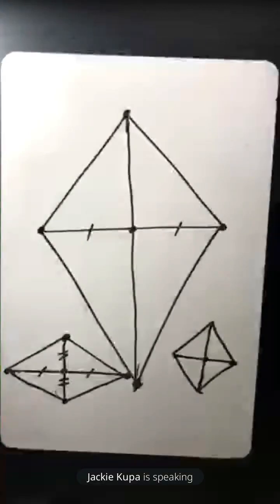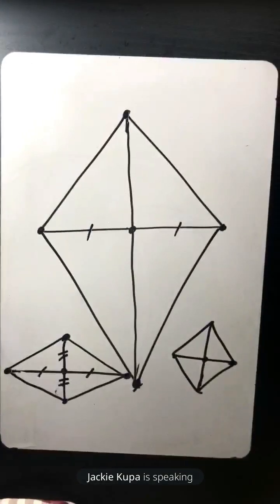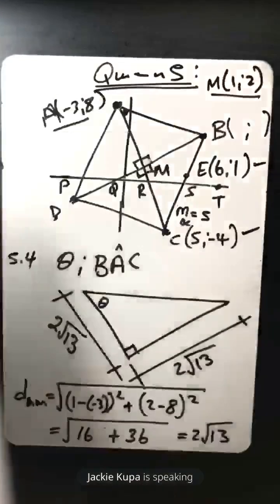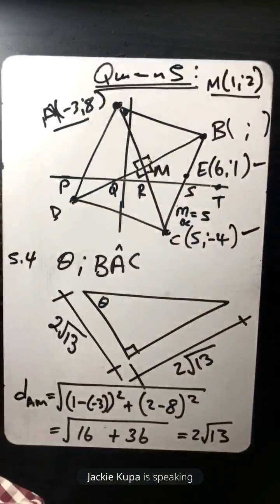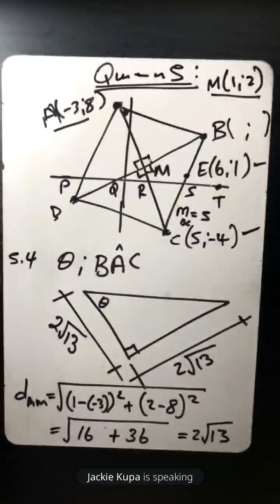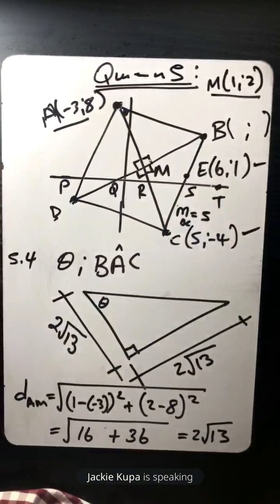Sir, can I say something? Yes. For me, I know that a rhombus is a quadrilateral, so it's only the opposite sides that are the same. Not all the sides are the same, only the opposite. That's what I know too, because it's not a square.